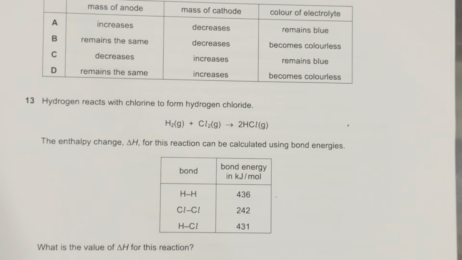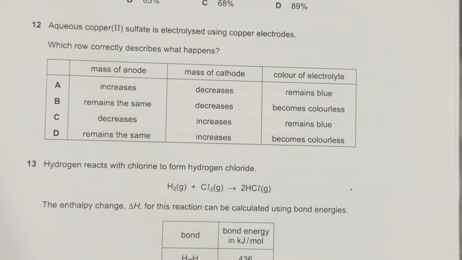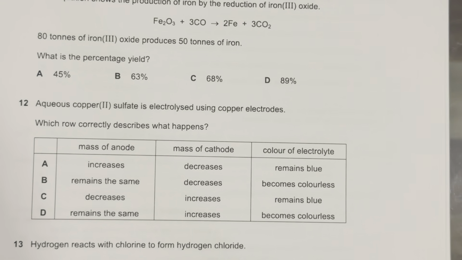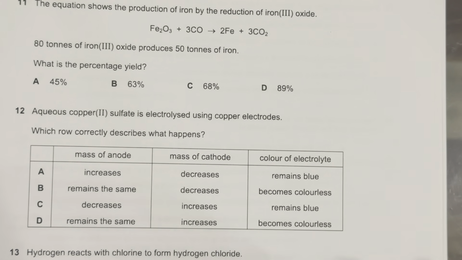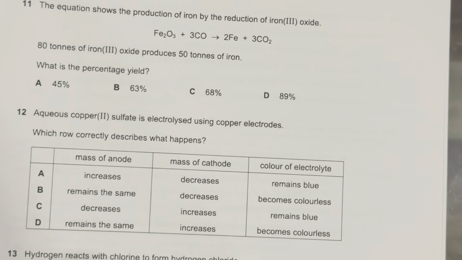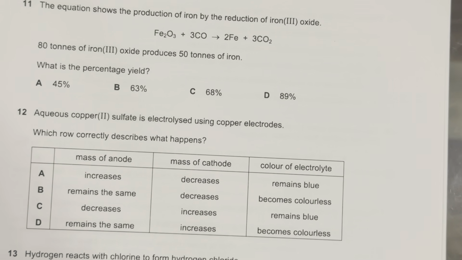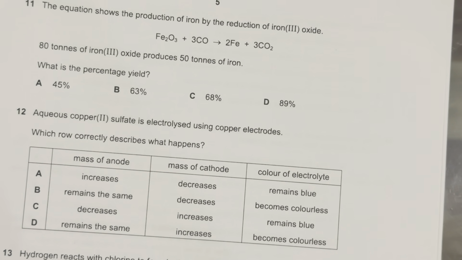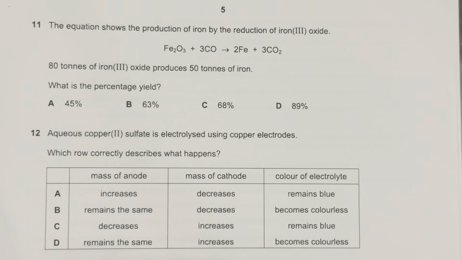Okay, question number 11. The equation shows the production of iron by the reduction of iron(III) oxide: Fe2O3 plus 3CO would give you 2Fe plus 3CO2. 80 tons of iron oxide produces 50 tons of iron. What is the percentage yield? So we need to calculate the percentage yield. This is again a stoichiometry question. Chemical calculations are asked here.